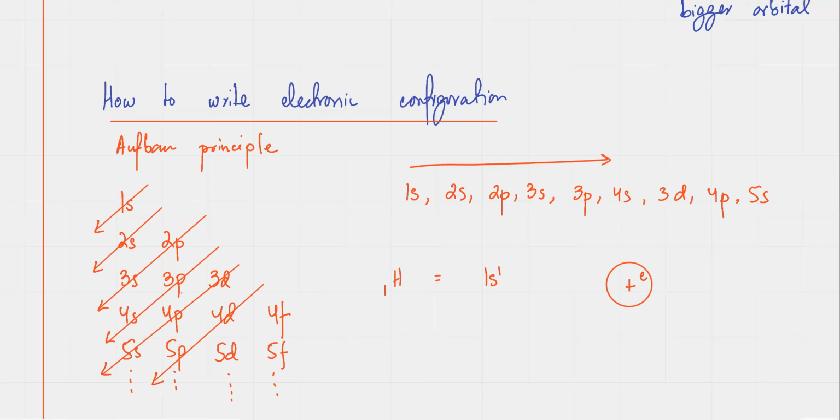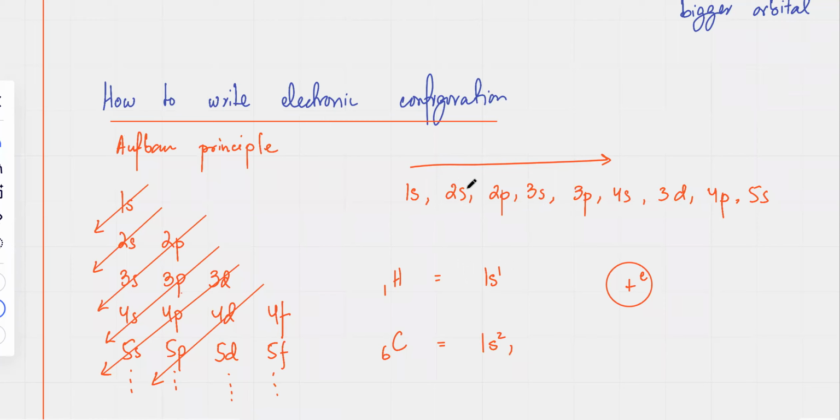Then let's move to a bigger atom. Let's talk about something bigger. Let's talk about carbon. Now I have carbon, which has 6 electrons. The 1s will get filled up first. The s subshell can have a maximum of 2 electrons. That's it. Remember this, some people get confused.